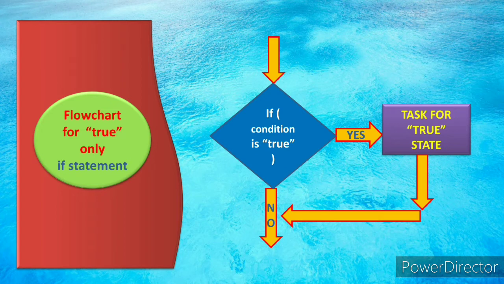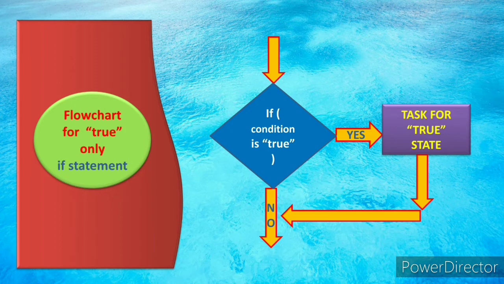And I have already said that in the first case I am going to check only for the true. That means if the condition is true, what is to be done? On the right hand side, you can find a yes arrow, and you can find the task for the true state. That means whatever is supposed to be done if the condition is true, that is to be mentioned. I don't have to mention anything if the condition is false.